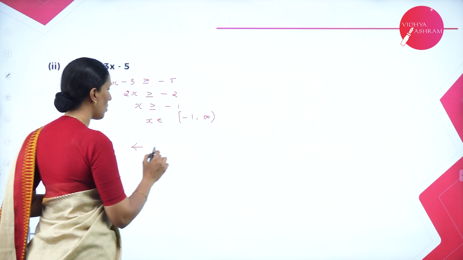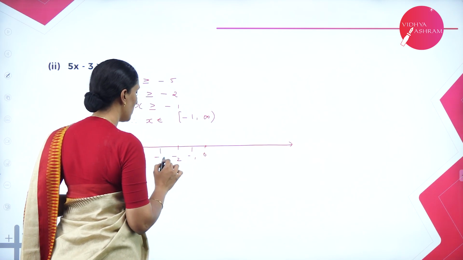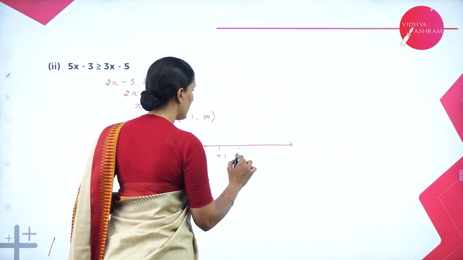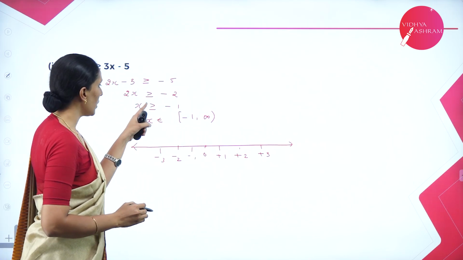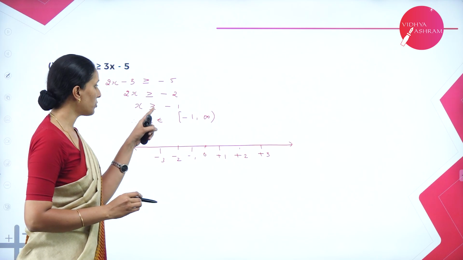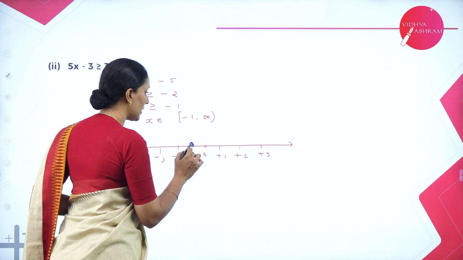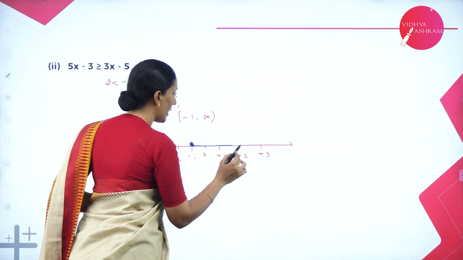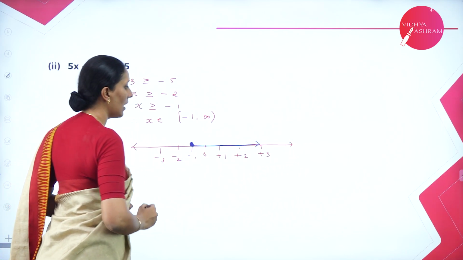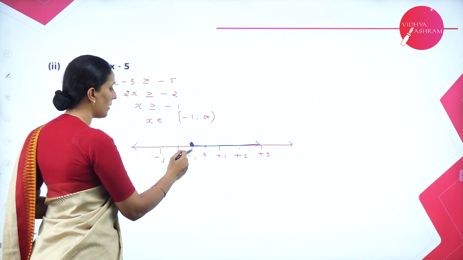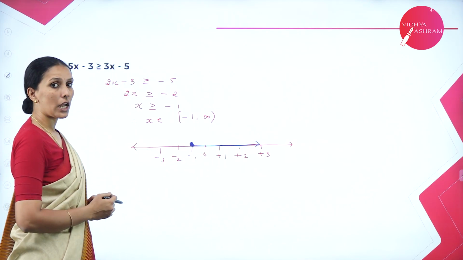Now let us plot this on the number line. So 0, minus 1, minus 2, minus 3, plus 1, plus 2, plus 3, etc. So it continues. Now we have an inequality which is a slack inequality, which means we need to include the solution minus 1. So I'll draw a closed circle here. And I'll indicate a direction after minus 1, which is on the right hand side. So all the numbers including minus 1 will be the solution for the given inequation.